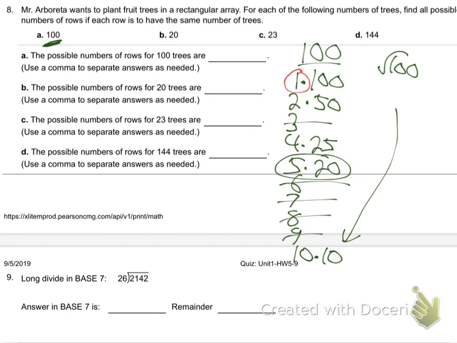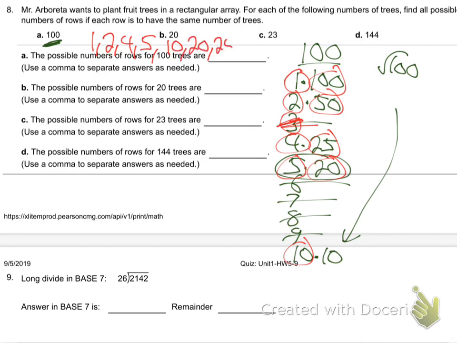So what are the answers? It's all these numbers. 1, 2, not 3, 4, 5, 10, and then 20, 25, 50, and 100. You don't list the 10 twice. So you just list all these numbers: 1, 2, 4, 5, 10, 20, 25, 50, and 100. You don't have to put them in order from low to high. You can put them in any order. Just write them all out separated by commas. Those are all the possible numbers that go into 100 evenly.